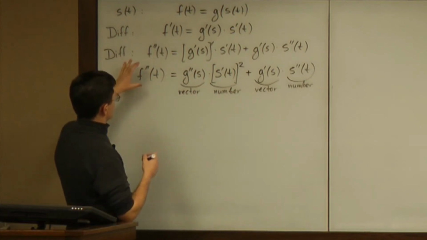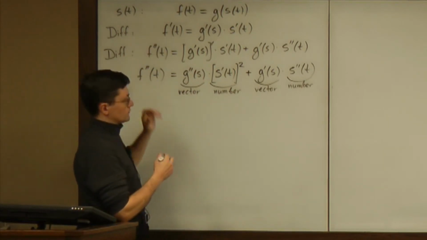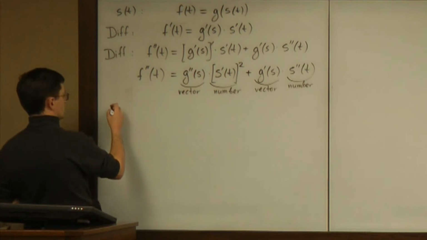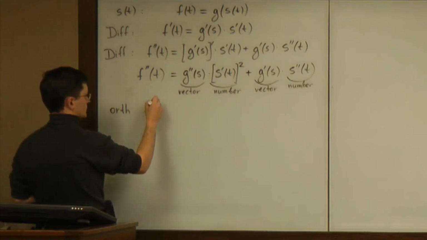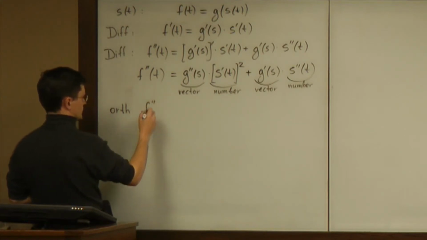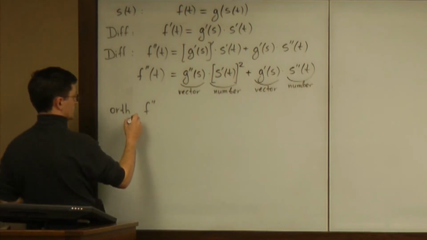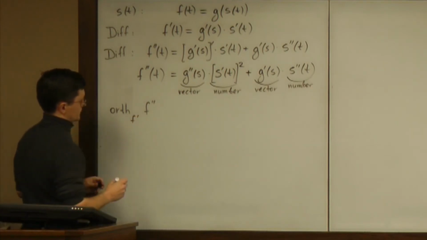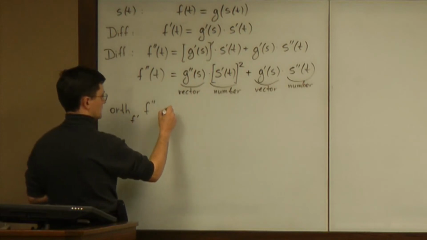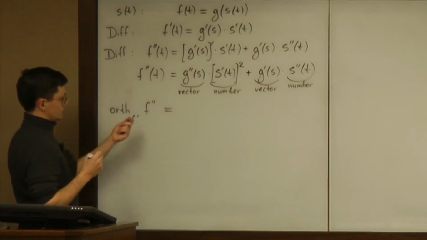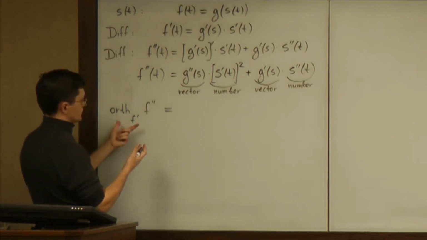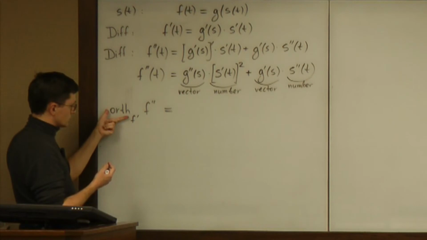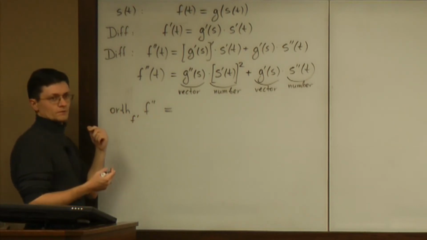But this is not the second derivative for the first derivative that I'm looking for. I'm looking for the expression of the orthogonal component of the second derivative of f with respect to the first derivative of f. Let me work that out. So first of all, what I would like to relate it to is the vector orthogonal component of g double prime with respect to g prime.